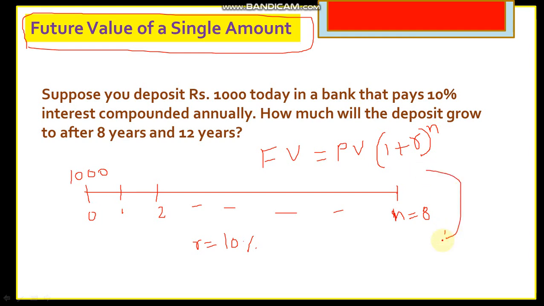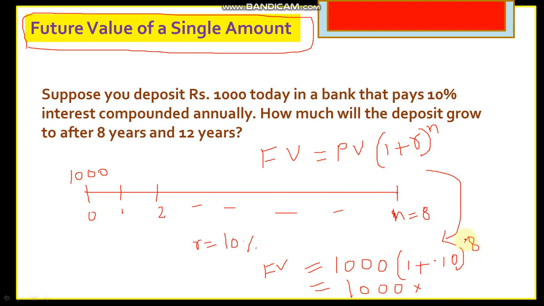Okay, so if I just write it in this manner, my future value will be equal to my present value, 1000 rupees, multiplied by 1 plus r. Here r is 10%, so we always write 0.10, to the power n. N is 8. Clear? So if I calculate this figure, that means 1000 into 1 plus 0.10 to the power 8. If you have your calculator, you can calculate this.